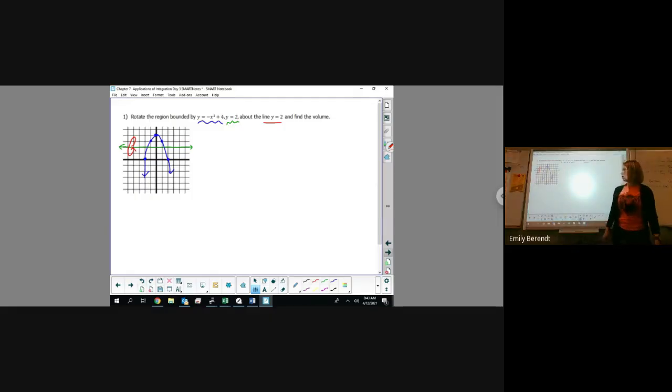So on this one, are our points of intersection easy to pick out from the graph? No, the green and the blue didn't intersect nicely. So we are going to have to calculate our points of intersection. So we want to set negative x squared plus 4 equal to 2. Negative x squared equals negative 2. We get x squared equals positive 2.